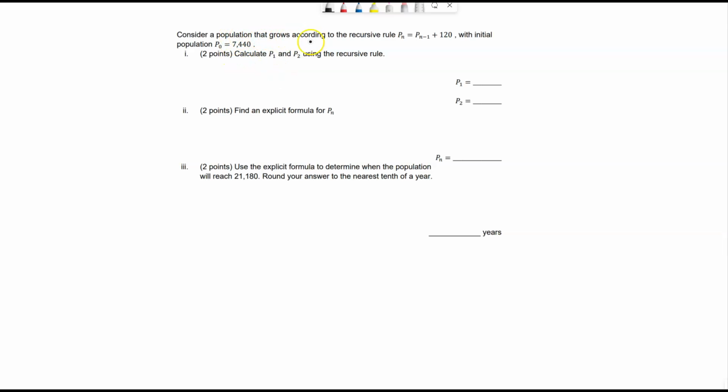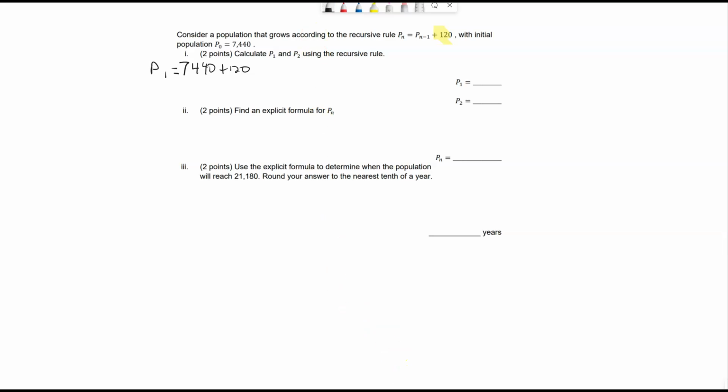Consider a population that grows according to the recursive rule P sub n equals P sub n minus 1 plus 120, with an initial population of P sub 0 equals 7,440. Okay, so this recursive rule is essentially telling us to add 120 to get to the next term. So if we have 7440 and we add 120 to that, I will have found P sub 1.